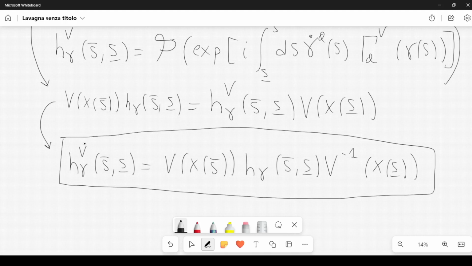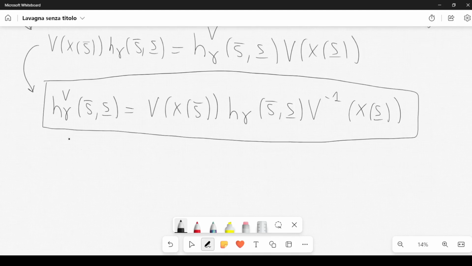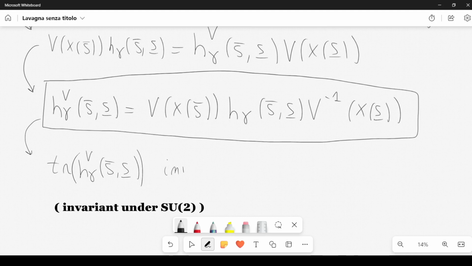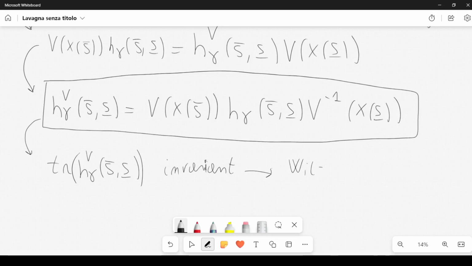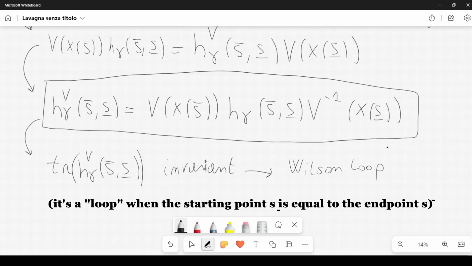And if we take the trace of this transformation, we see that the trace is an invariant quantity. So the trace of h^V_γ(s overlined, s underlined) is an invariant quantity. And this is actually very important because this is defined as the so-called Wilson loop, and it's an important quantity in loop quantum gravity.